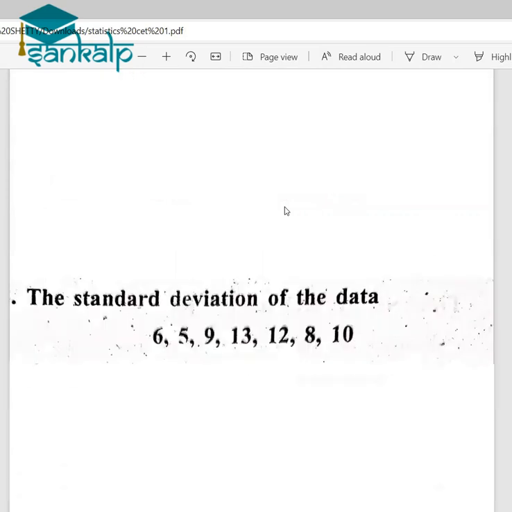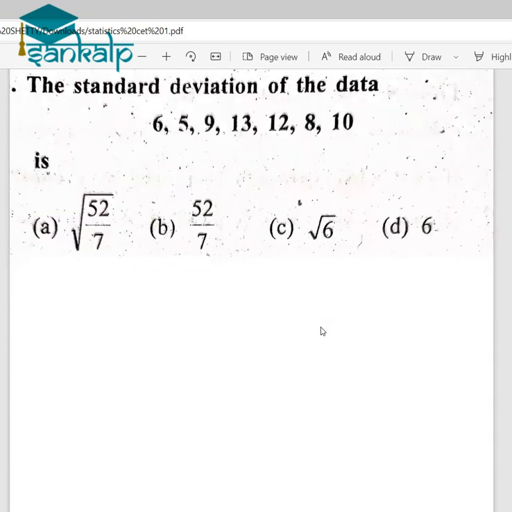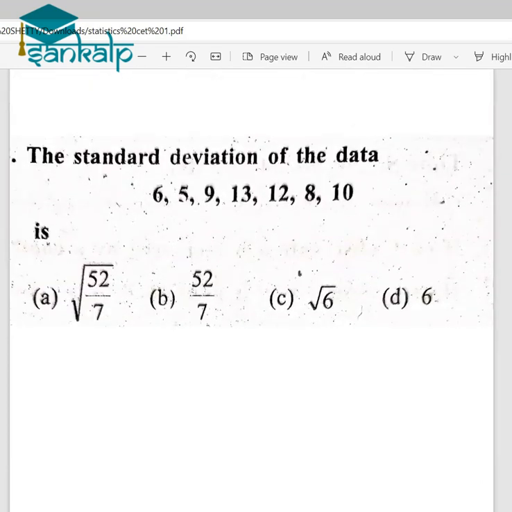Next example, example number 6. The standard deviation of the data 6, 5, 9, 13, 12, 8, 10 is A, root 52 by 7, B, 52 by 7, C, root 6, and D, 6. So we need to calculate the standard deviation for the given data.